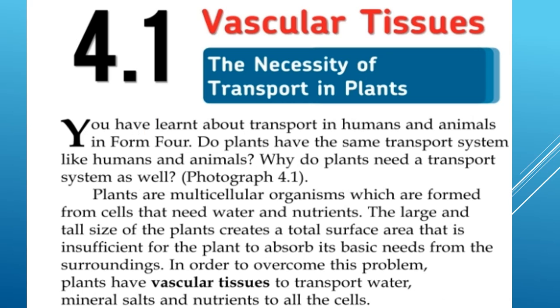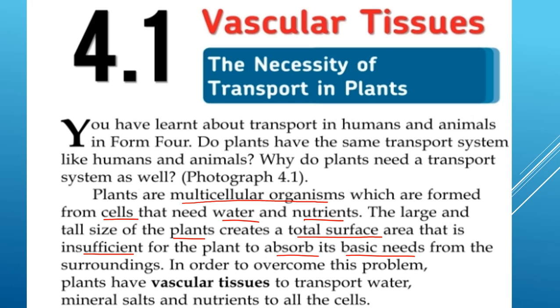Plants are multicellular organisms. Plants are formed from cells that need water and nutrients. So the large and tall size of plants creates a total surface area that is insufficient for the plant to absorb its basic needs. Tumbuhan itu adalah tinggi, so dia punya total surface area itu tidak cukup untuk dia melaksanakan dia punya kehidupan, kan? Dia punya basic needs.